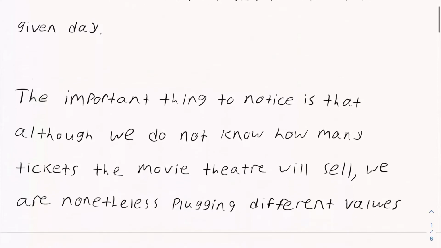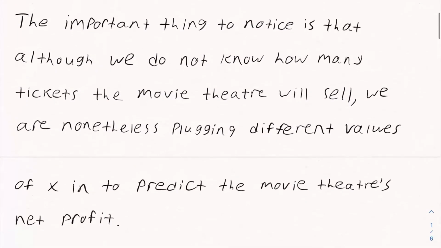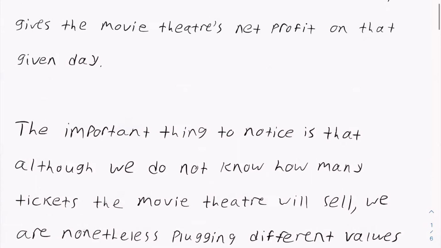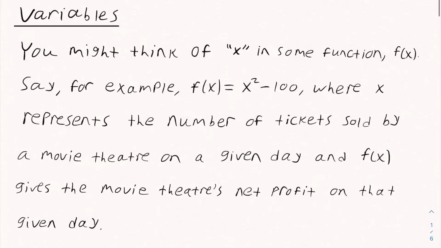So the important thing to note here is that in the equation above, we can plug in any x value that we want. We're not really trying to predict how many tickets the movie theater is going to sell or anything like that. We simply have a model for the net profit of the movie theater, and we're saying, okay, well, if the movie theater sells, I don't know, 10 movie tickets in that particular day, well, then its net profit is 10 squared minus 100, so 0. So then the movie theater breaks even that day. But again, we're just plugging in any x value that we want. We're not trying to predict how many tickets the movie theater will sell.